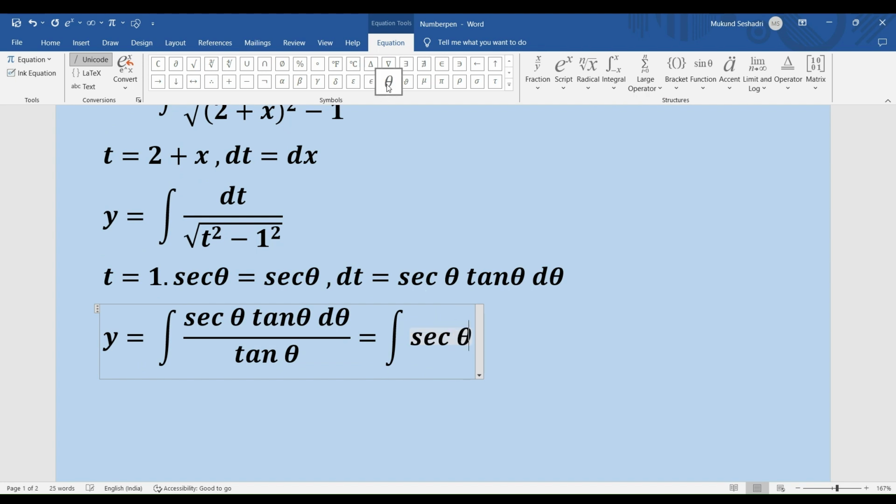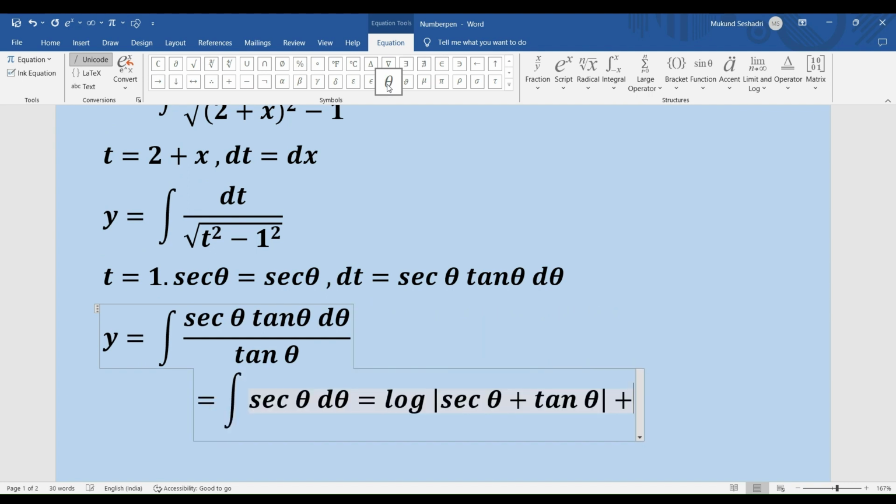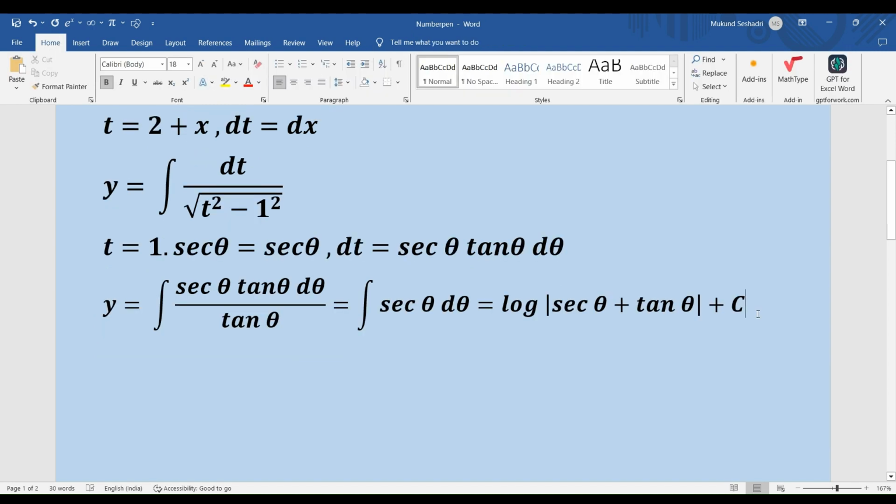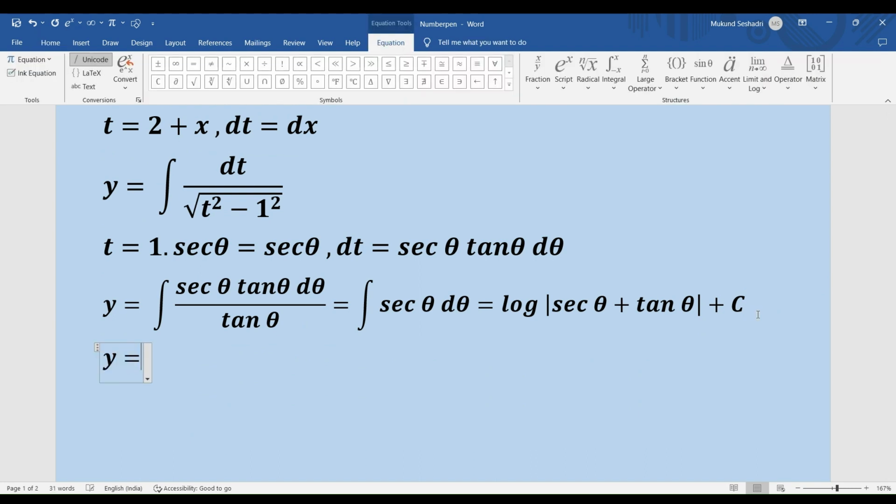Now this is something that I expect you to remember. I'm not going to get into the details here. So we get log of secant theta plus tan theta, and of course I remember to insert the mod sign here. And so I have my final answer. I have solved for y, but take a look at this. This is in terms of theta, whereas we started off in terms of x. So all that I need to do is put back everything in terms of x, right?